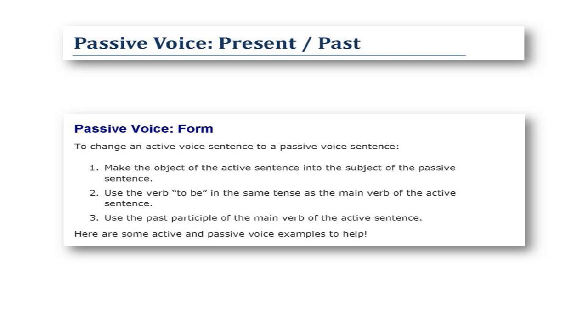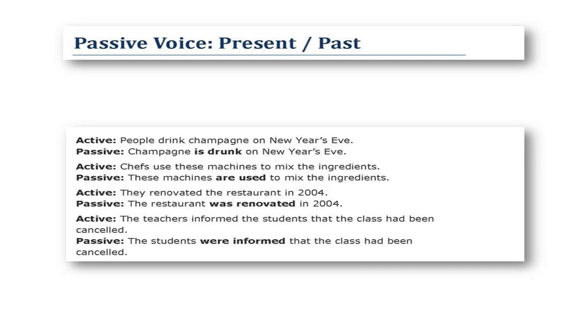Passive voice, form. To change an active voice sentence to a passive voice sentence, make the object of the active sentence into the subject of the passive sentence. Use the verb to be in the same tense as the main verb of the active sentence, and use the past participle of the main verb of the active sentence. Here are some active and passive voice examples to help.